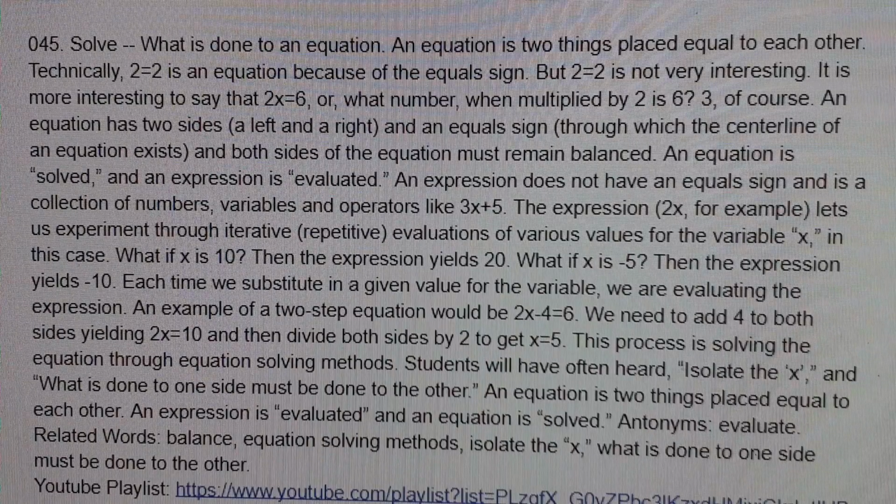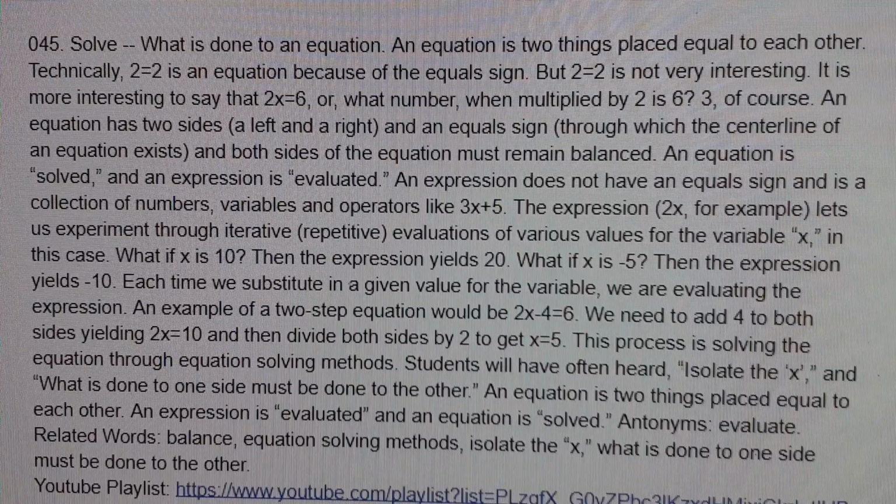An expression does not have an equal sign and is a collection of numbers, variables, and operators like 3x plus 5. The expression 2x, for example, lets us experiment through iterative (repetitive) evaluations of various values for the variable x in this case.